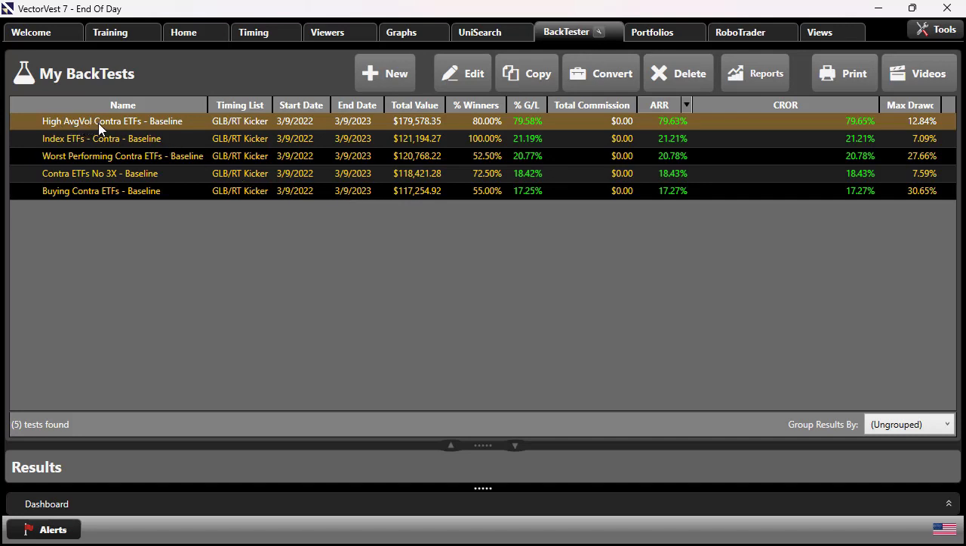The first observation is that high average volume contra ETFs was by far the best performing of the searches overall, which was what inspired me to call this presentation Turning Up the Volume on Contra ETFs. But that makes sense. Not only do we want to make sure that we have adequate average volumes at a minimum, but high volumes also would indicate market interest.